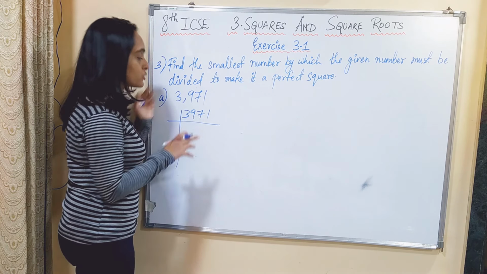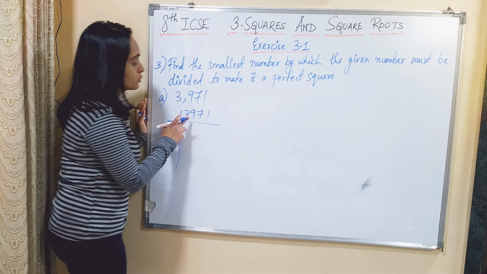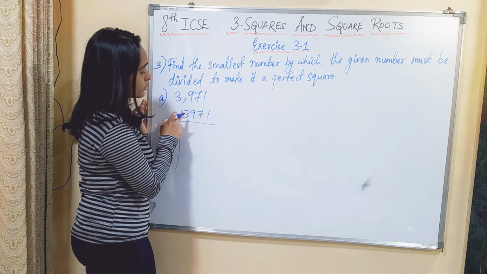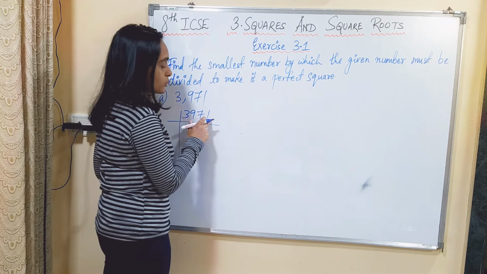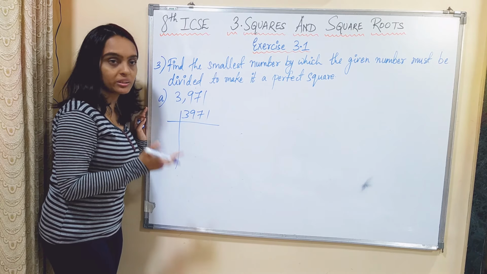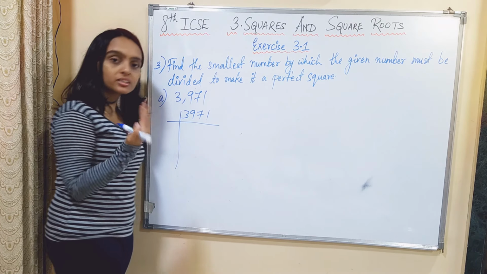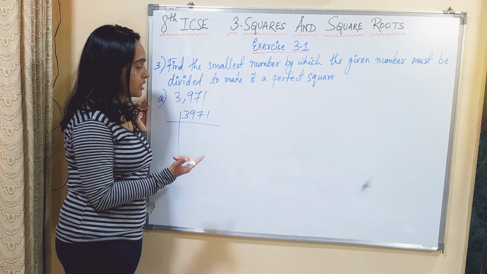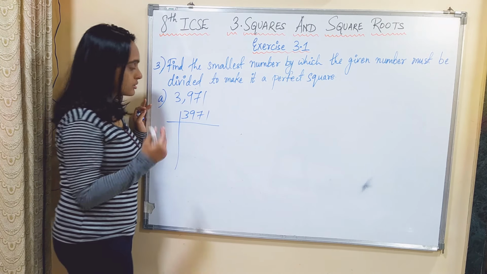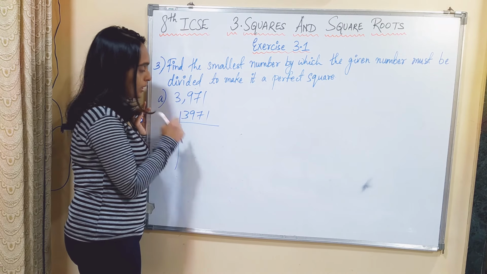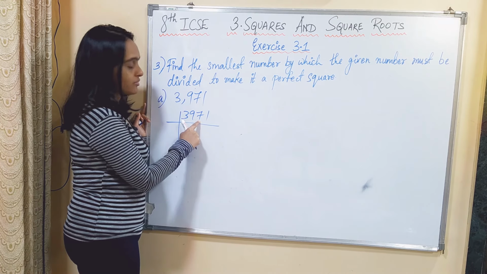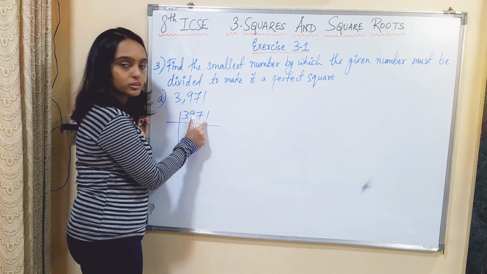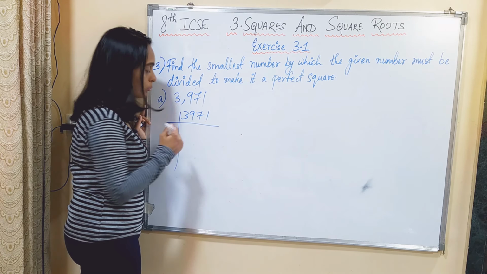3971. This number is not divisible by 2. So 9 plus 3 is 12 plus 7 is 19 plus 1 is 20. So this number is also not divisible by 3. Then we have to check the next prime numbers. So 5, it is also not divisible by 5, 7, then 11. This number is divisible by 11. Why? Because 3 plus 7 is 10 and 9 plus 1 is also 10 and 10 minus 10 is 0.